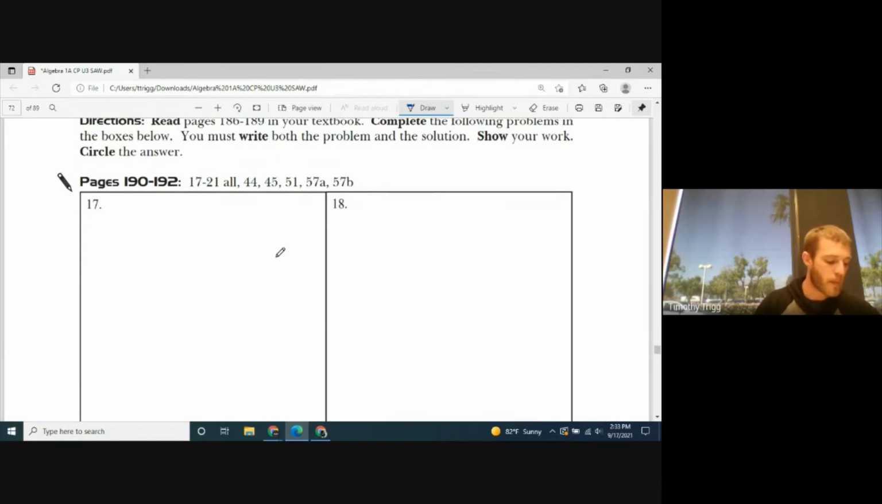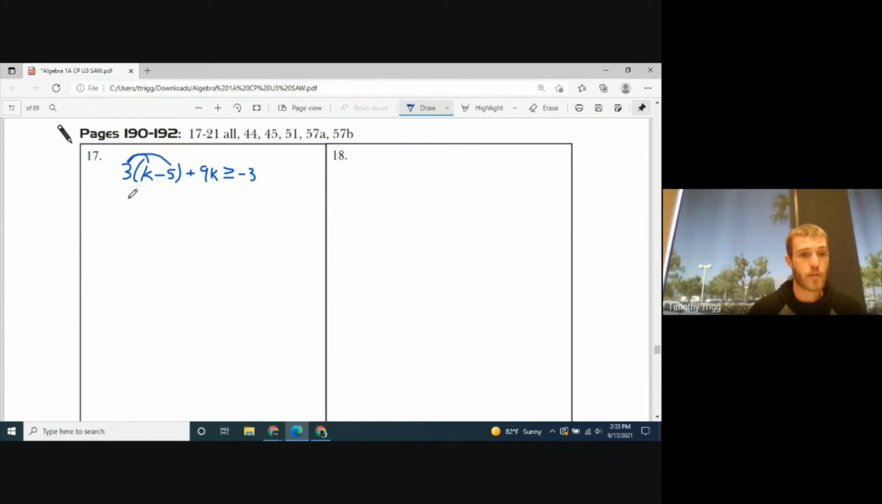And we're going to be starting with problem number 17 here. So here we're just getting more and more complicated with these inequalities, but hopefully they're not too bad. Let's take a look at number 17. 3 times k minus 5 plus 9k is greater than or equal to -3. So hopefully you can see that the first step here would be to distribute this 3 here. So that'll give us 3k minus 15 plus 9k is greater than or equal to -3.